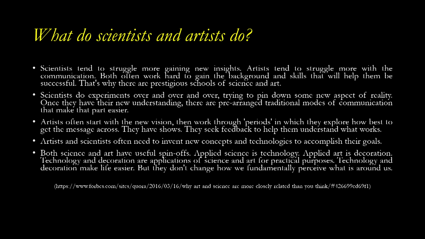So, they try to communicate what is in their mind, what idea they want to convey, and for this they have different ways of communicating. This is also sometimes a feedback method: something works, something does not work, and they keep on working upon it until they reach the point where they are able to communicate their idea perfectly. Artists and scientists often need to invent new concepts and technologies to accomplish their goals. So, artists and scientists both have to keep on working on concepts and technologies to accomplish their goal.